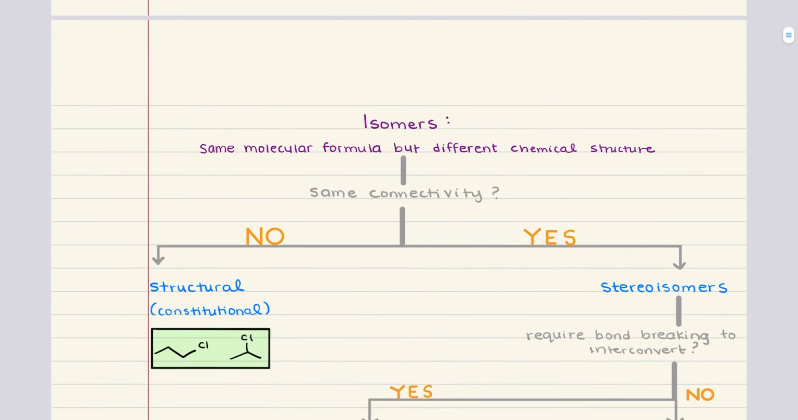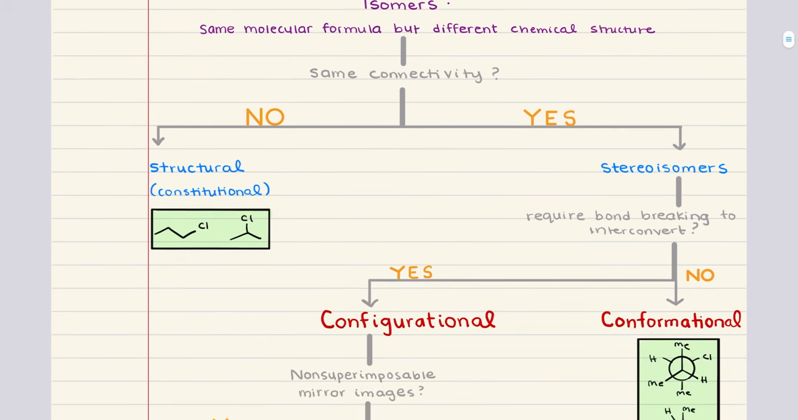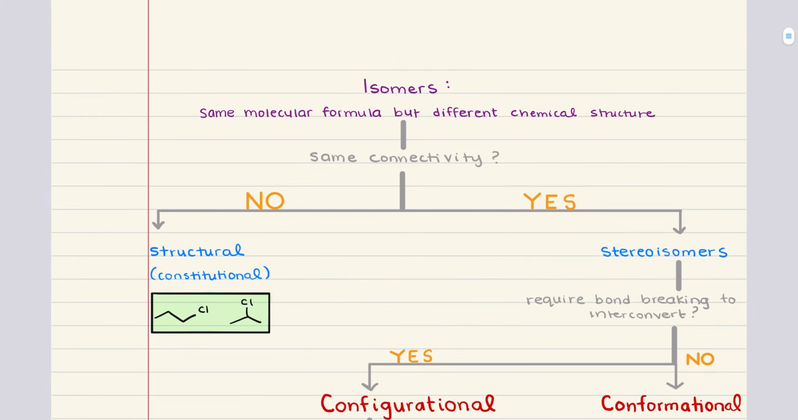Now that we've covered structural isomers, I want us to take a step back and look at the bigger picture of isomer classifications. Isomers, by definition, are molecules that have the same molecular formula, but different chemical structures. The first question to ask when you're classifying isomers is, do they have the same connectivity of atoms? If the answer to that question is no, then we're dealing with structural isomers, also known as constitutional isomers.